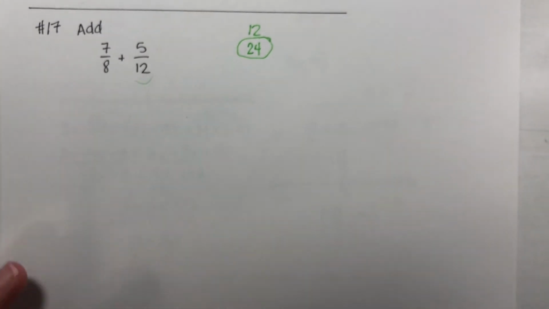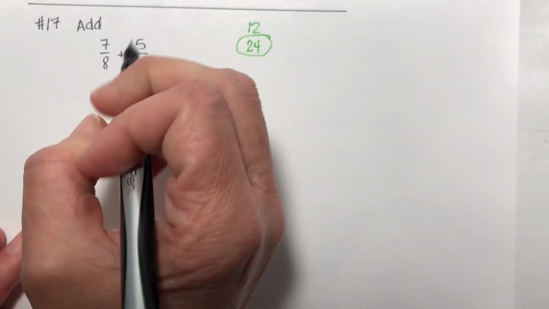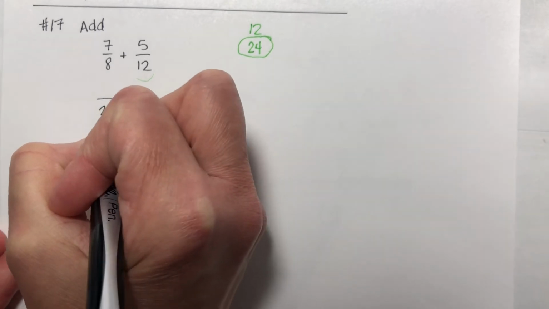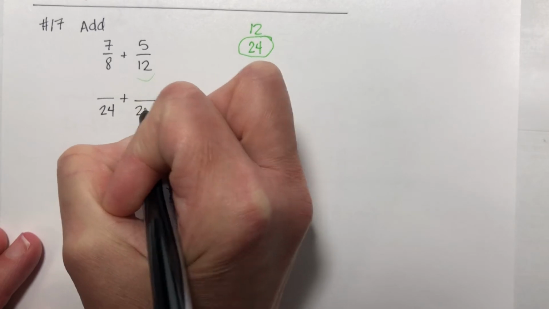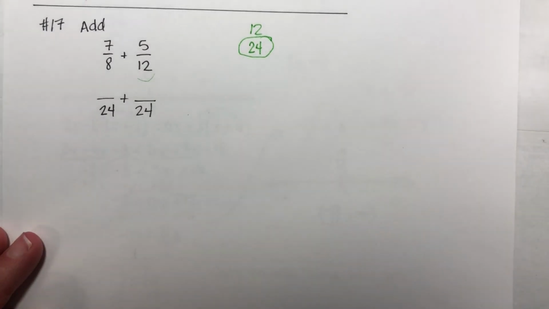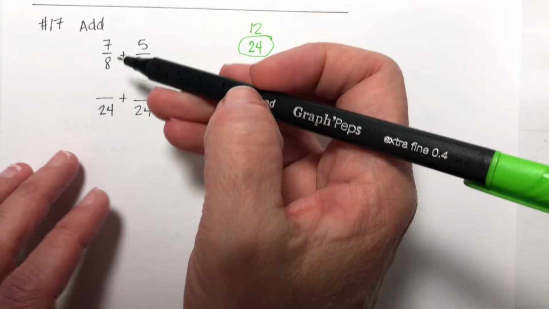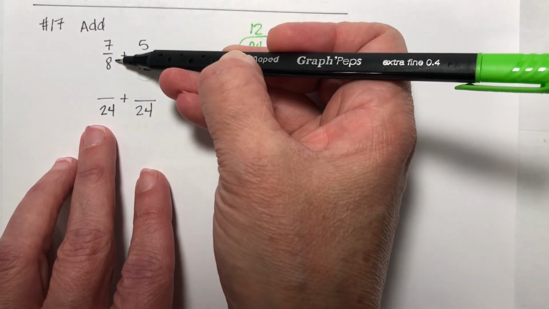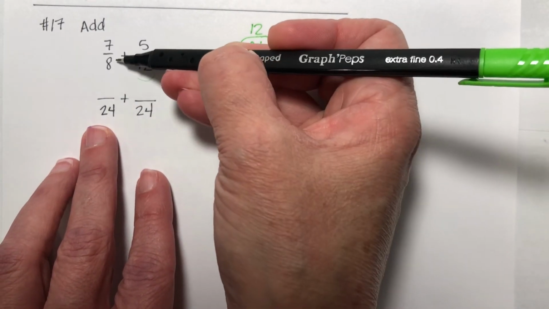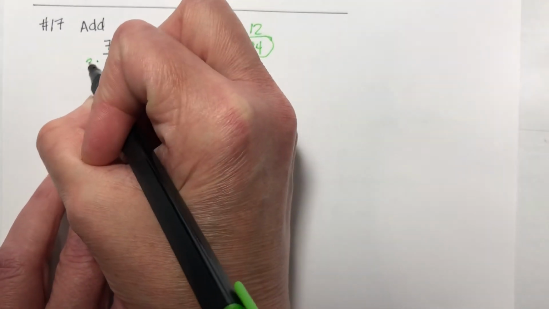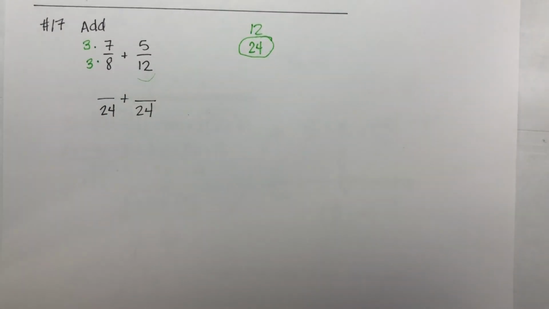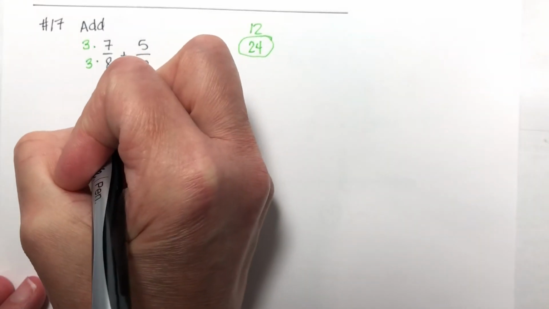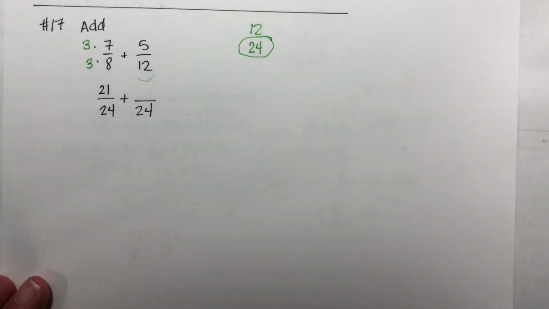So what I need to do now is rewrite each of these fractions and have 24 in the denominator instead of 8 and 12. So I'm going to do something like this. Okay, now you ask yourself, what did I multiply the 8 by to get to 24? 8 times 3 is 24. So if I multiplied that by 3, I also have to multiply the top by 3. 3 times 7 is 21. So 7/8 is the same thing as 21 over 24.